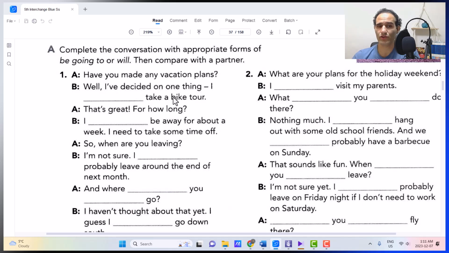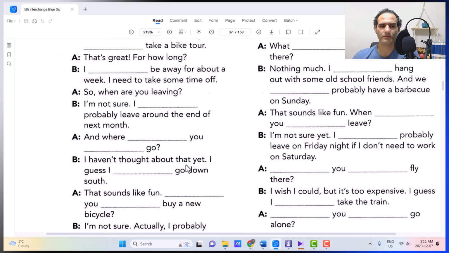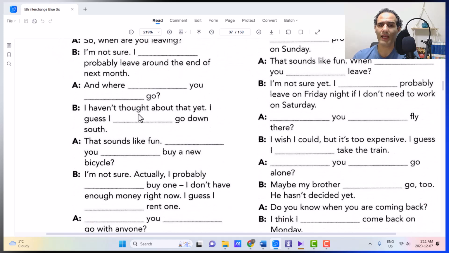So all of these show that the person has decided about that. So when are you leaving? I'm not sure. So I will probably leave around the end of the month. And where are you gonna go? I haven't thought about that yet. I guess I will go down south. That sounds like fun.